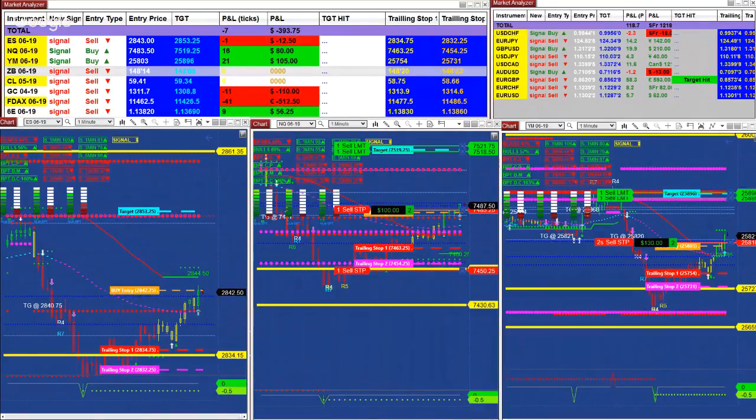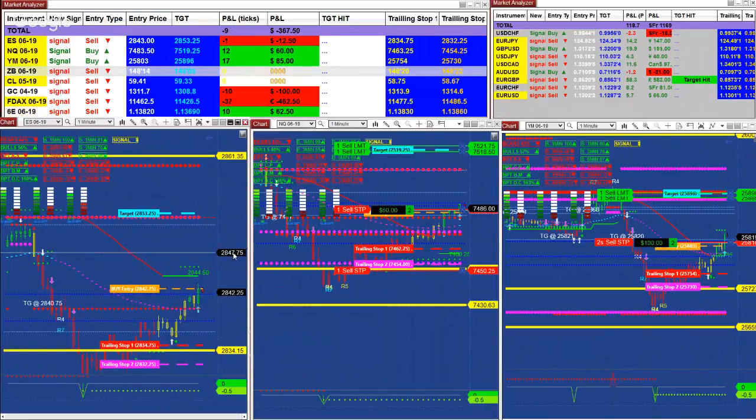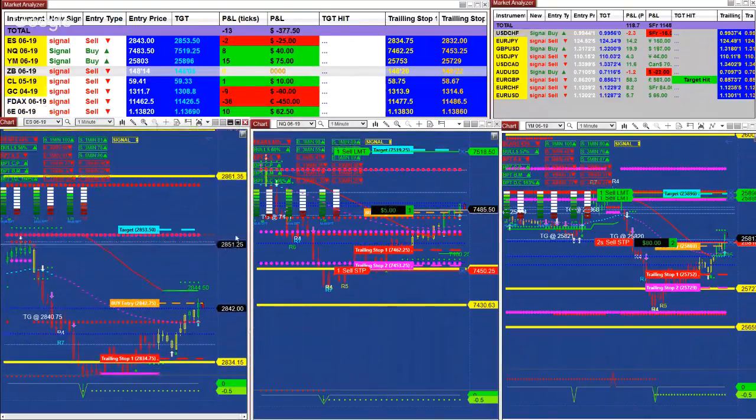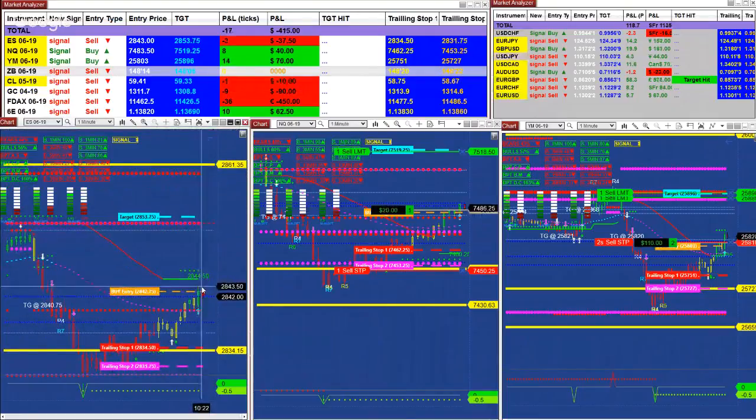Okay, we have a buy entry on the ES. And if you want to take that trade, you need to put it at 43.50 limit order buy, 43.50. The auto trade took those trades, and okay, fair enough.